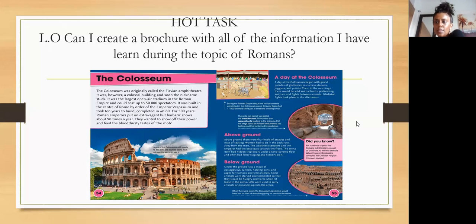So what are we going to be doing in today's lesson? Now, if we were in school, we would definitely be doing a hot task. So we're going to do something a little bit different in order for you to show me and all of your teachers a little bit more of your learning and what you've learned during these weeks. So what you're going to do for the learning objective is create a brochure with all of the information you have learned during the topic of Romans.